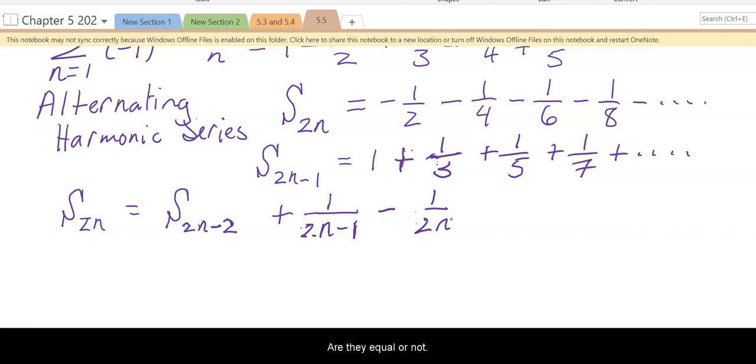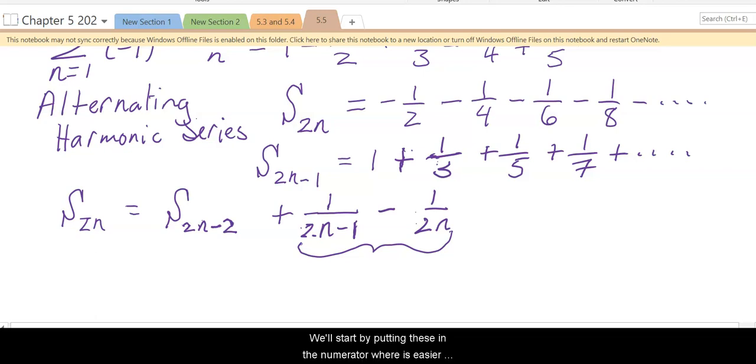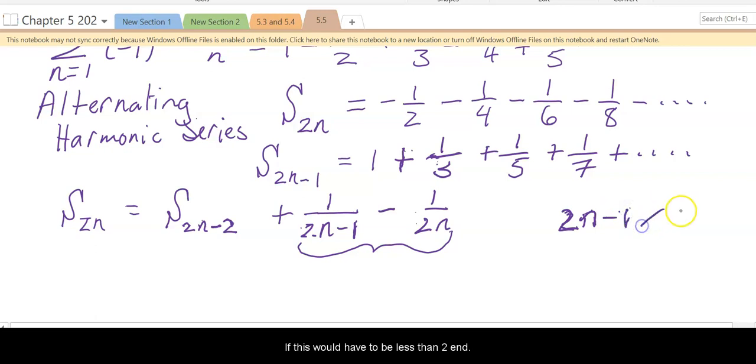Are they equal or not? Is one larger than the other? This comes down to a comparison of the relative sizes of these two terms. We'll start by putting these in the numerator where it's easier to compare how big they are. I know, for example, that if I were to write 2n minus 1, this would have to be less than 2n.